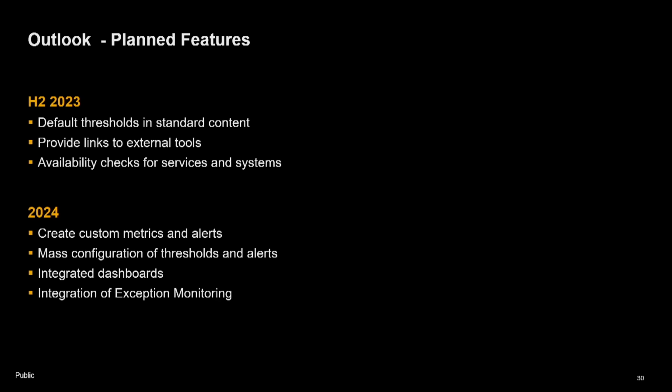What we have on the long-term agenda for next year is that we also need the possibility to create custom metrics and alerts. Custom alerts is something which is already asked quite often, because, as I said, in the content we provide standard events. Sometimes a customer says, I want to have other events. They can ask us, we will create them. This takes some time, so it would be nice if the customer also has the possibility to do it on his own, if he wants to have these events differently than we provide them.